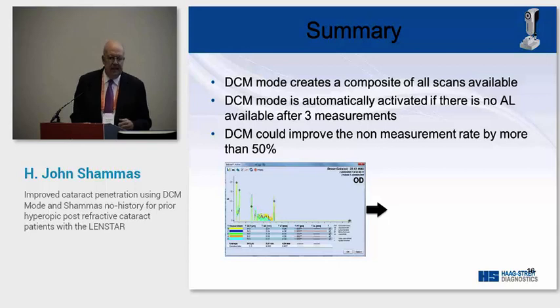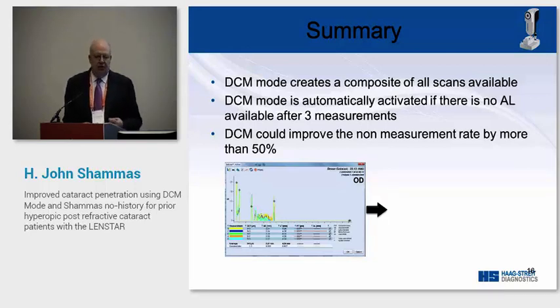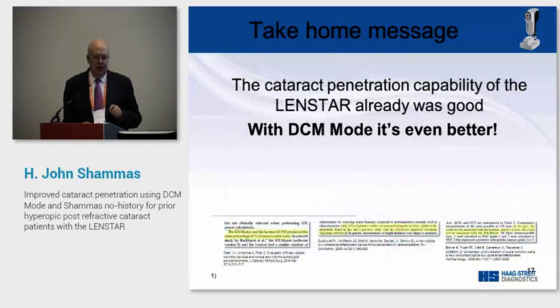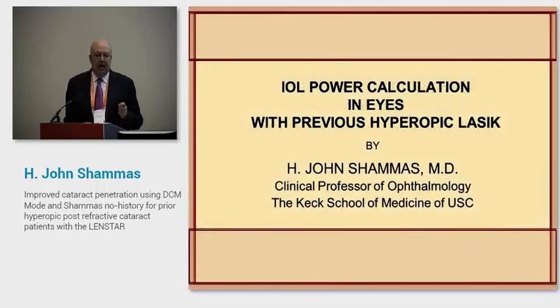So in summary, the DCM mode creates a composite of all the scans that are available. It's automatically activated if there is no axial length available after 3 measurements. I would like to see it activated all the time, but I think there are some problems with that. The DCM could improve the non-measurement rate by more than 50% of the time. You go from this scan to this scan, and the cataract penetration capability of the Lenstar was already good, but with the DCM mode, it's even better.